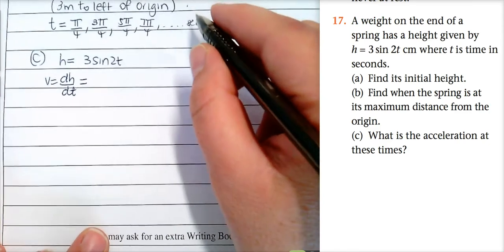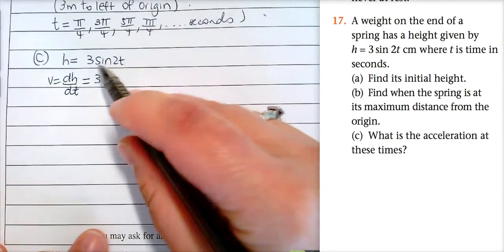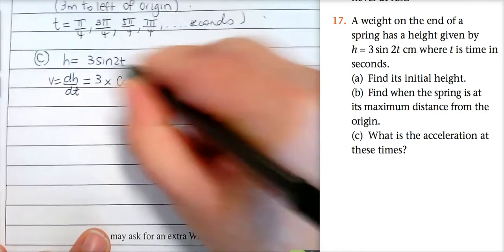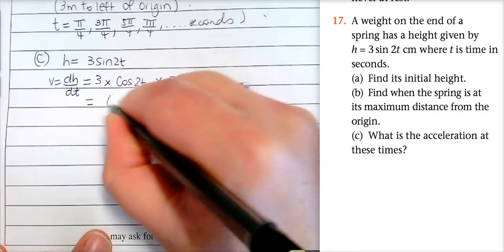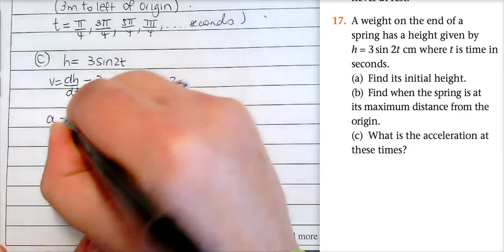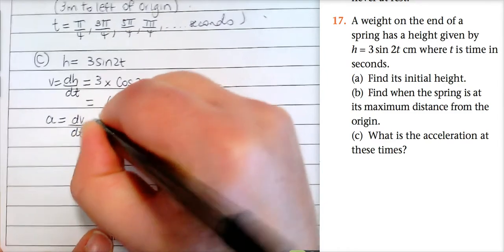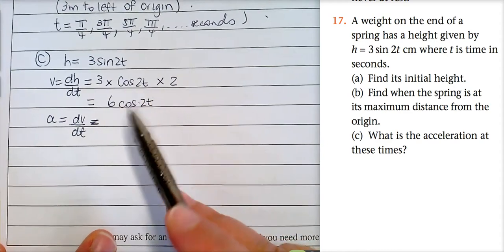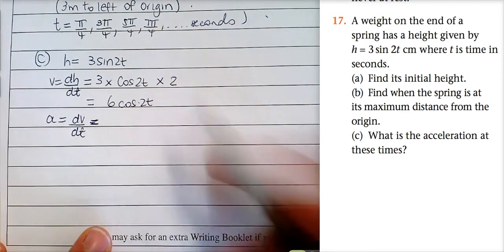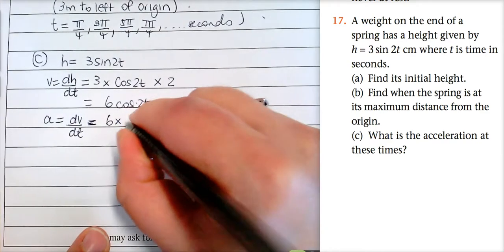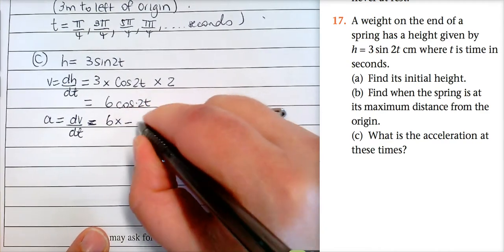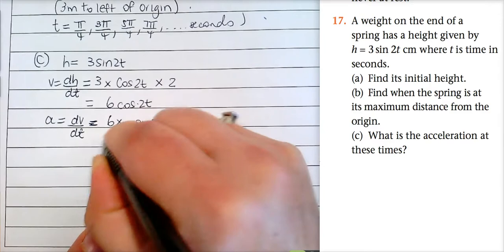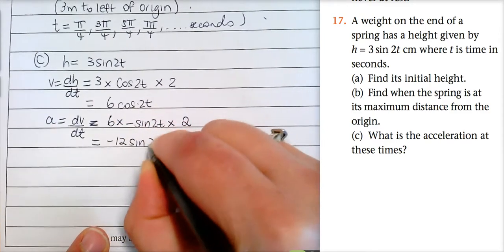Come on, how do you differentiate a sine curve? 3 times. Differentiate sine, you get cos 2t. Then what do I do with that? Times 2. So I get 6 cos 2t. And then acceleration is dv/dt, which is, well, if we just differentiated sine and the sign didn't change, it's about to change now when you differentiate cos. What do you get? 6 times negative cos. Differentiate cos, you get sine. Negative sine 2t times 2, which is negative 12 sine 2t.